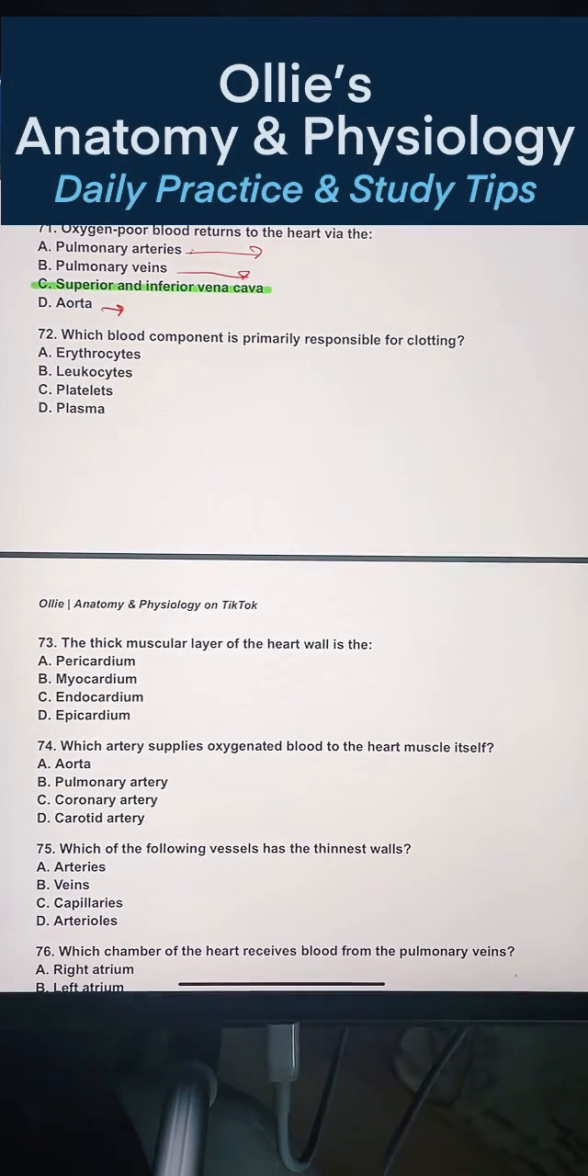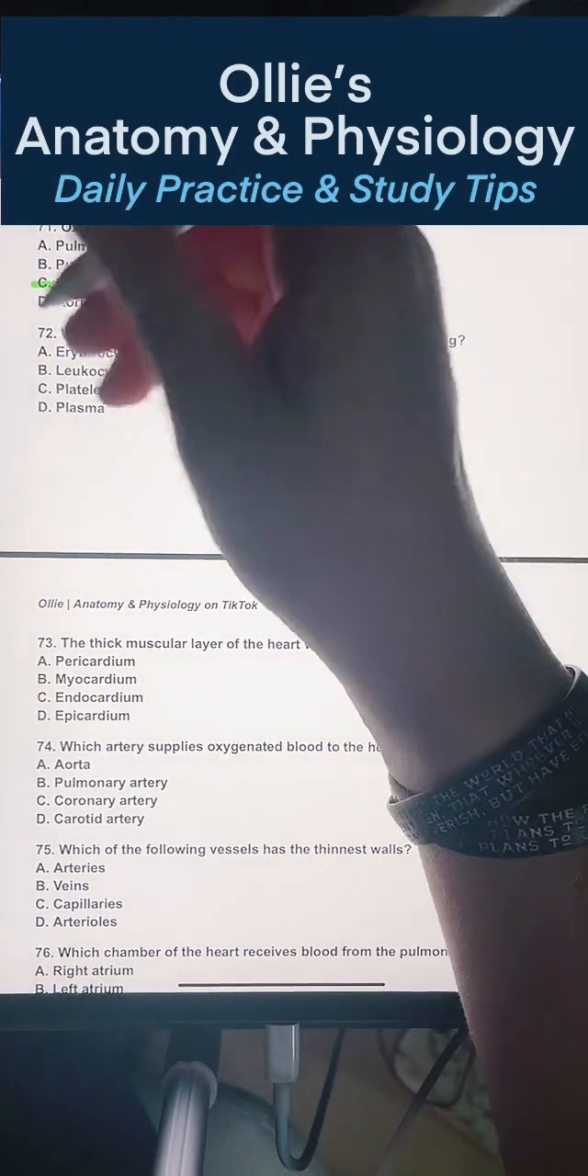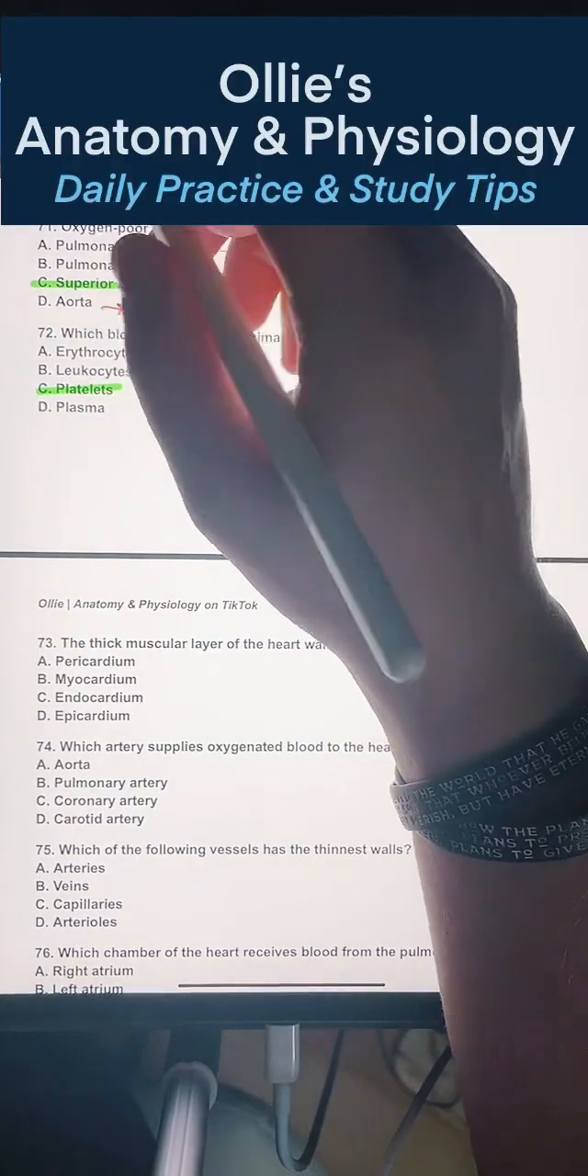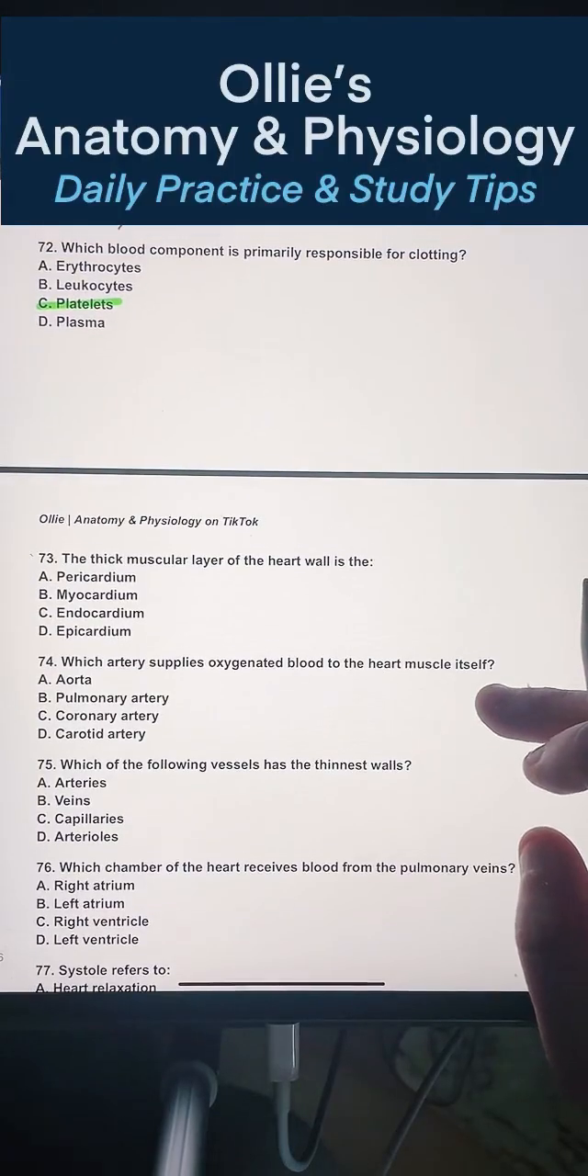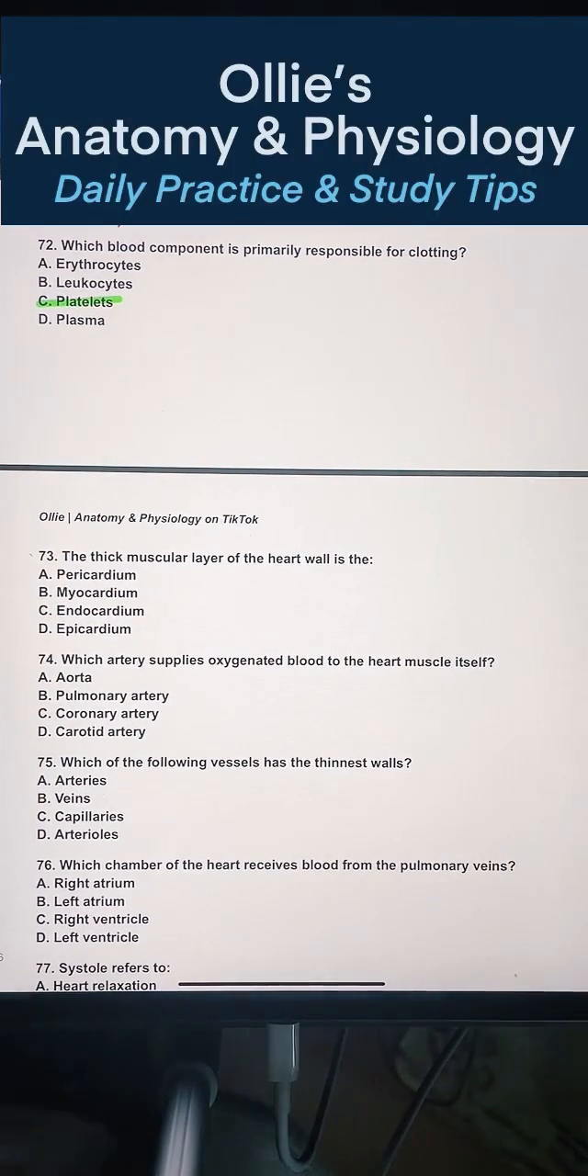Number 72. The answer is C. It is platelets. Platelets are going to be responsible for our blood clotting. We're going to move on to the next page here of questions. 73. The thick muscular layer of the heart wall is called what?